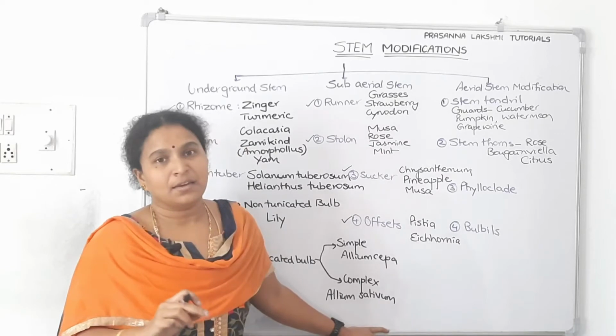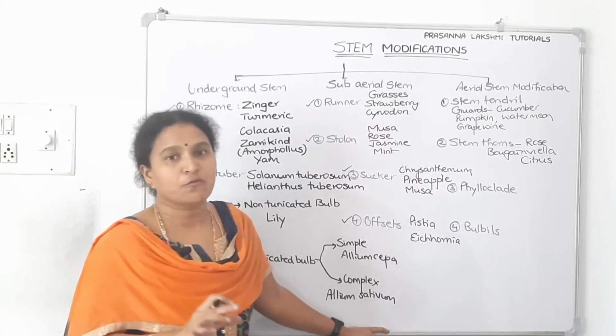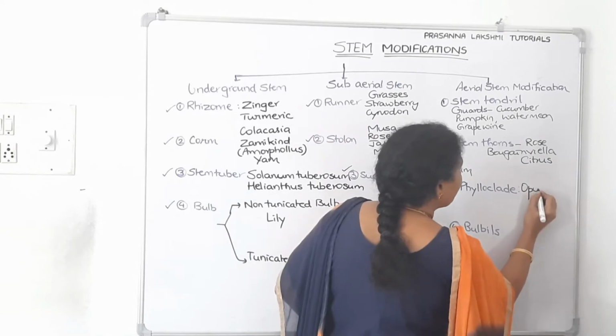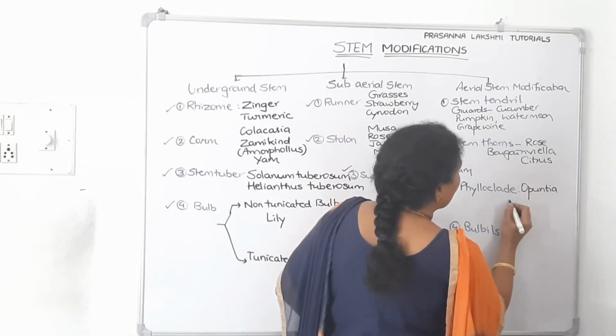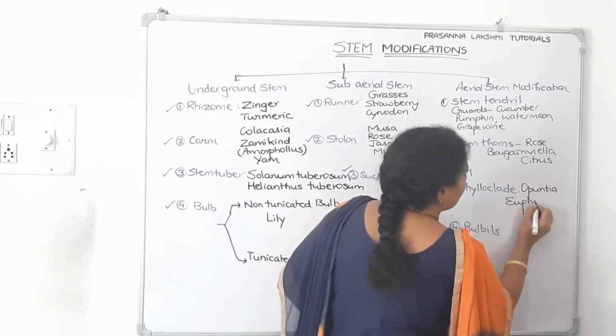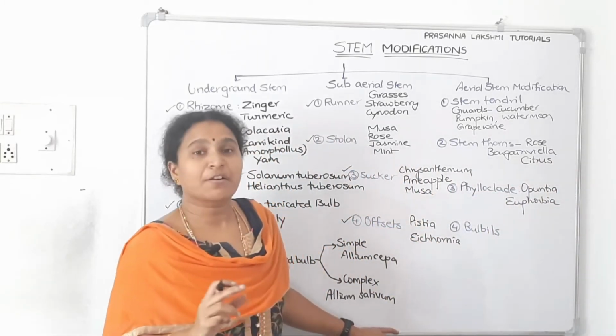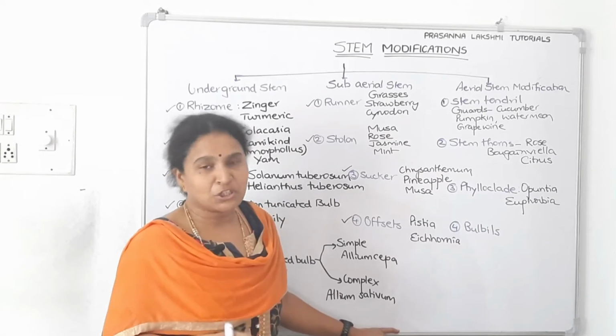And phylloclade in cactus plants, Opuntia and Euphorbia, we'll see it. So we'll just write the examples. So phylloclades are Opuntia and Euphorbia. The last one is bulbils, which are reproductive structures that help in vegetative propagation.